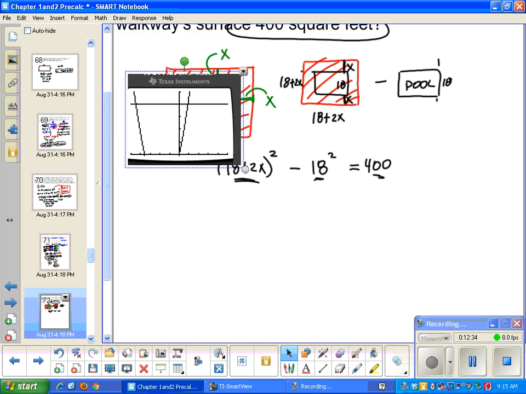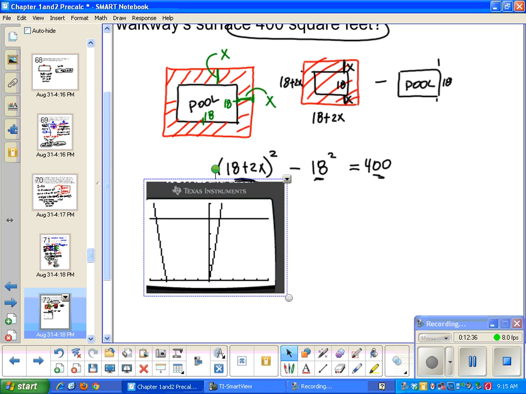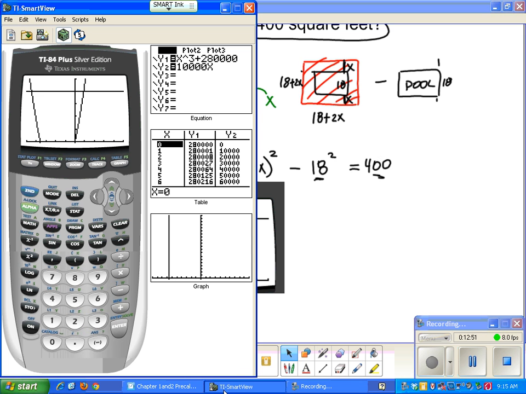All right, here's my picture that I want to look at. Okay, so this is the graph you get here. This right here is going to be when x is something negative. Okay, we're not going to have a negative dimension. So the one that we're really looking at as a solution is this guy. And if you do your second calc intersect on your calculator, then you should be able to find that.